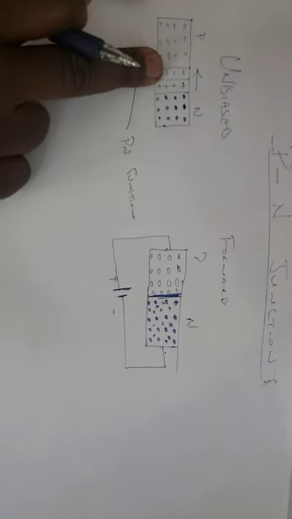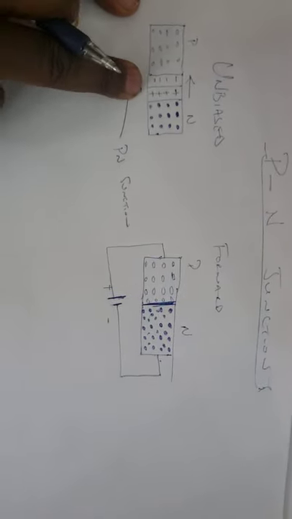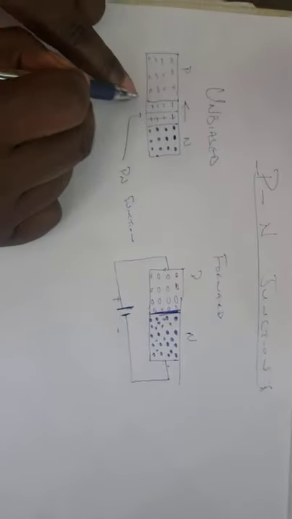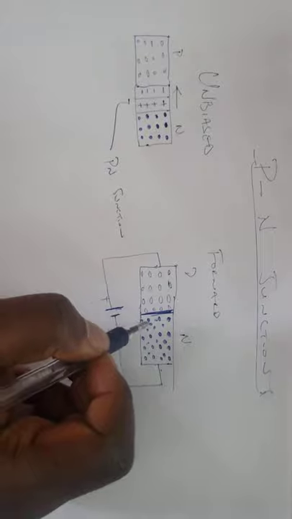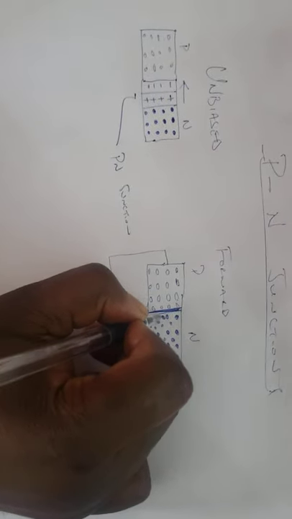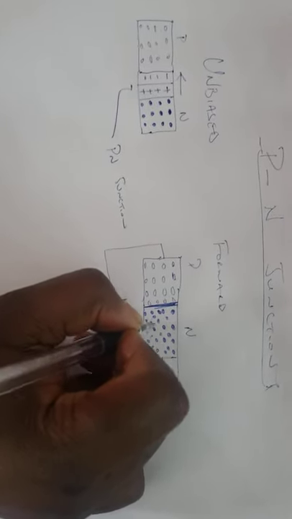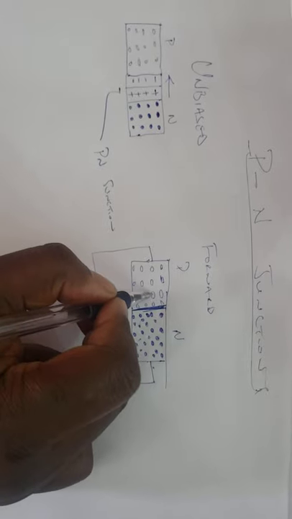If you look at the space charge in the unbiased junction, you realize that there was a widening of the depletion region. But here, the depletion region will narrow. It will narrow so much that these electrons will be able to jump across.